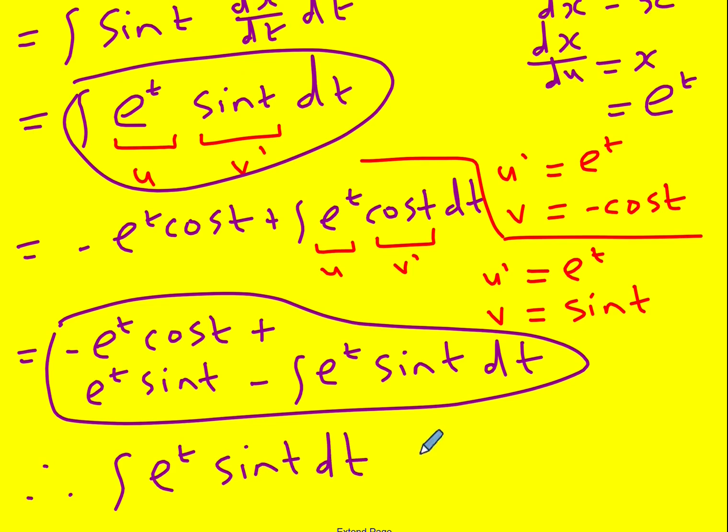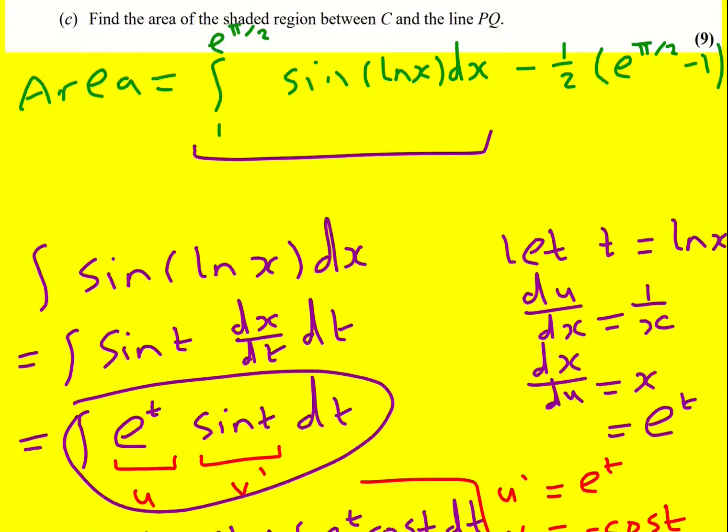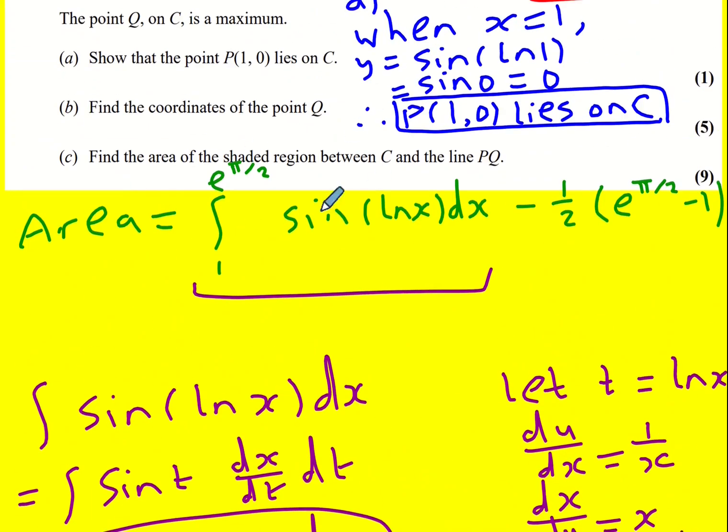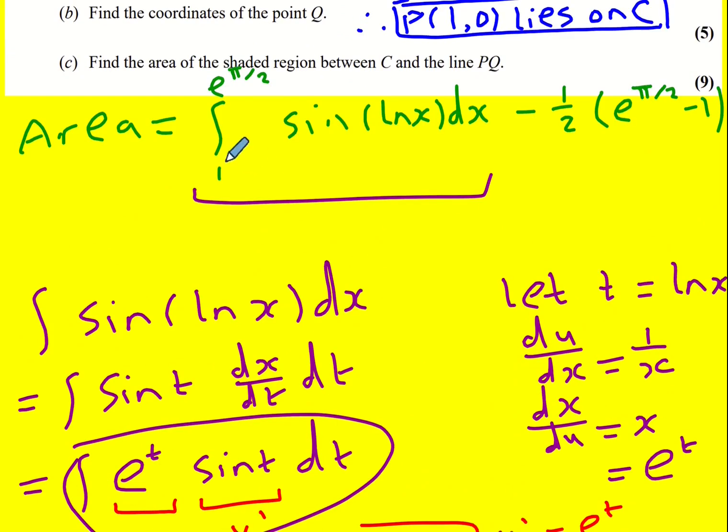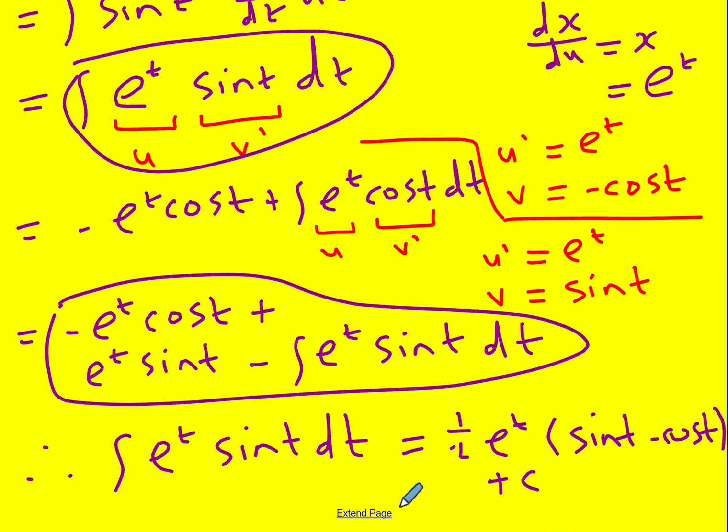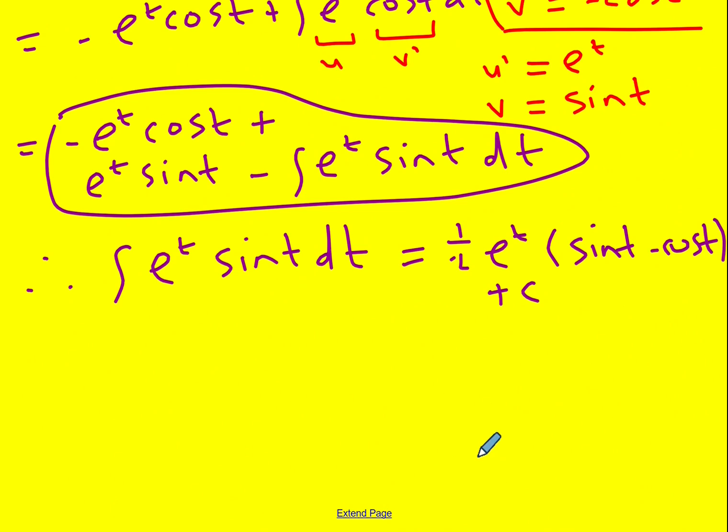Such a good integral, this one. Factorize out the e to the t, so it's going to be sine t minus cos t. Technically, there's a constant in there as well, but we're not going to be worrying about that. Right, now I'm going to worry about the limits. So I'm back to working out this integral, 1 to e to the pi over 2. I just need to bring it together and explain what I'm doing.